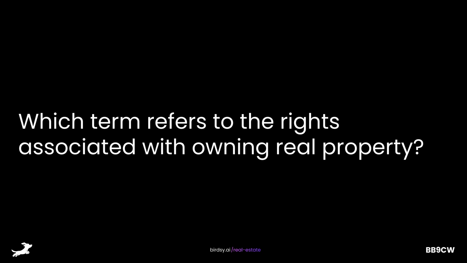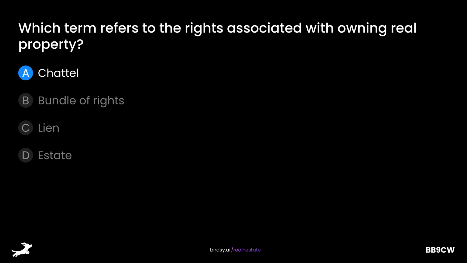Which term refers to the rights associated with owning real property? Is it A, chattel, B, bundle of rights, C, lien, or D, estate? The answer is B, bundle of rights.